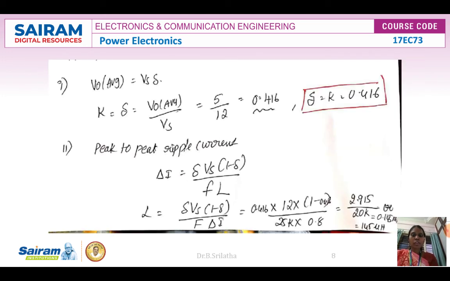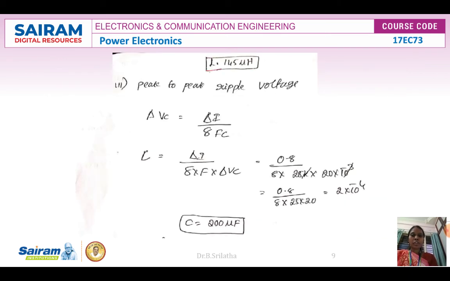Okay, next we need to find the L and C value. If you want to find L, we need to consider our peak to peak ripple current, because there only we have the L value. So the peak to peak ripple current is delta I equal to delta into Vs into 1 minus delta by FL. If you substitute, we'll get L as 145 microhenries.